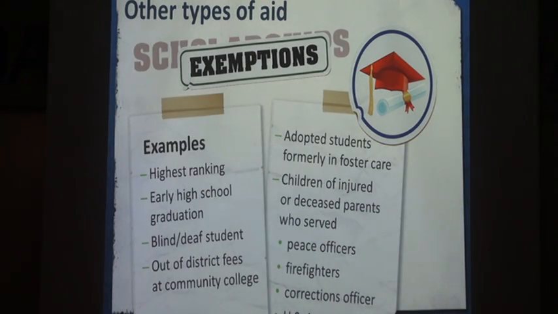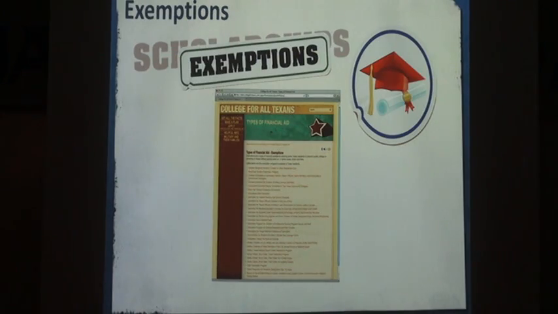All right, exemptions. Sometimes they're going to hook you up at certain universities based upon your class ranking, early graduation from high school, are you blind or deaf, out of district fees for community college, are you adopted, children of injured or deceased parents, peace officers, firefighters, corrections officers, U.S. Armed Forces. Sometimes there's deals for teachers, students. Sometimes you can get financial aid or extra money for being a minority. Guys, take advantage of the free money is what we're saying here, okay?